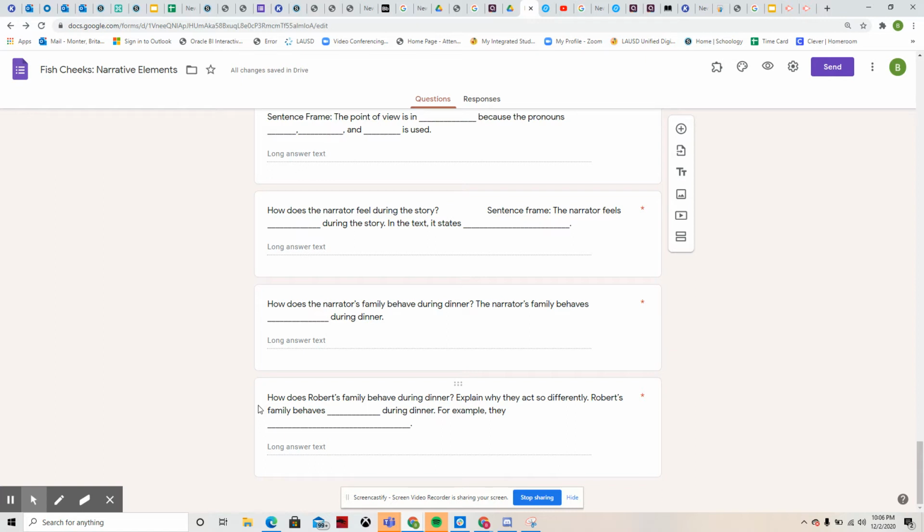So we're comparing what her family did, Amy Tan's family, how they behaved, and then we're comparing to how Robert's family behaved. Okay, so we're going to identify those elements, and next time we meet in class, we're going to put these elements in a story plot. Okay, all right, great job, everyone.